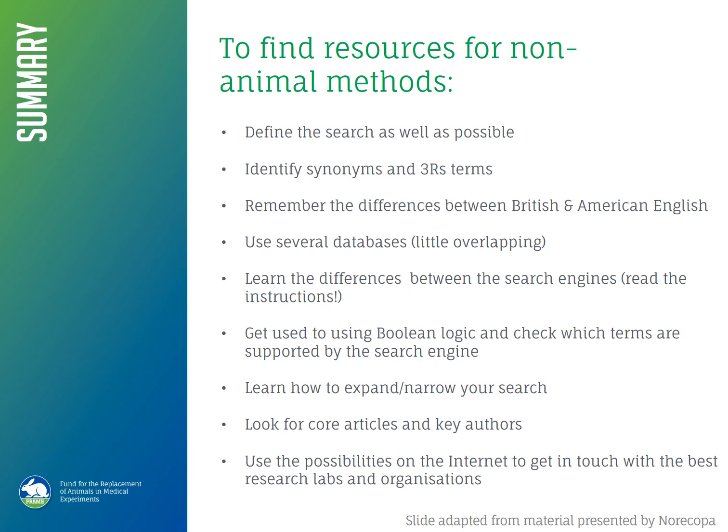So, in summary, to find resources for non-animal methods, you need to define the search as well as possible, identify synonyms and 3Rs terms, remember the difference between British and American English, use several databases with some overlap, learn the differences between the search engines, so read the instructions, get used to using Boolean logic and check which terms are supported by the search engines. Learn how to expand or narrow your search and look for core articles and key authors. Then use the possibilities on the internet to get in touch with the best research labs and organisations.